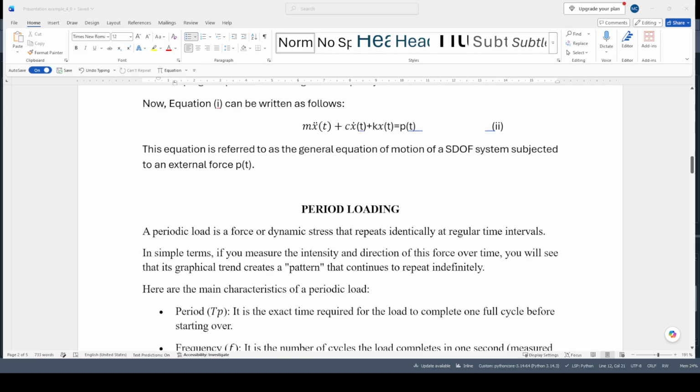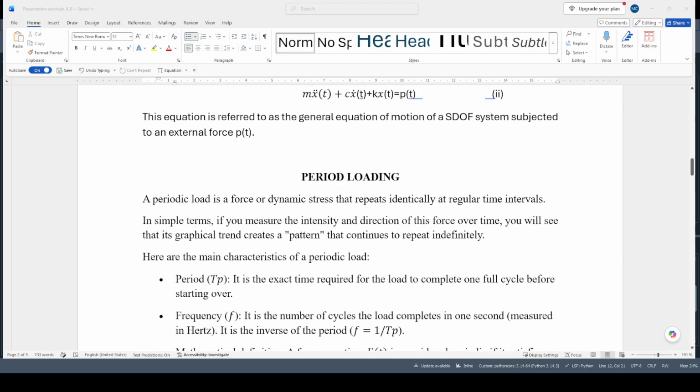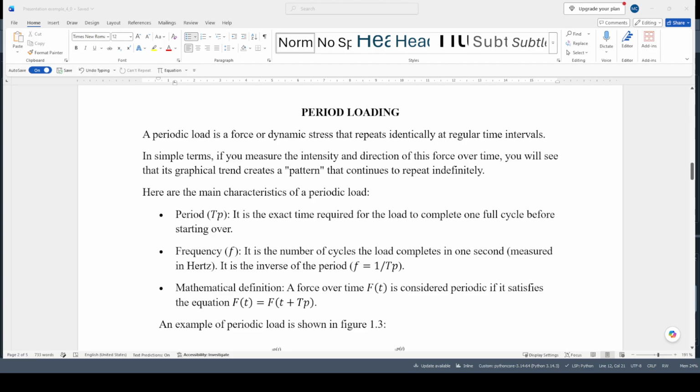We can define what a periodic load is. A periodic load is a force or dynamic stress that repeats identically at a regular time interval. In simple terms, if you measure the intensity and direction of this force over time, you will see that the graphical trend creates a pattern that continues to repeat indefinitely.